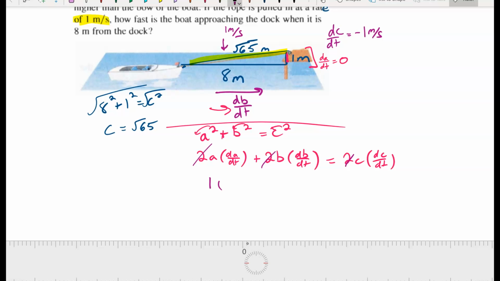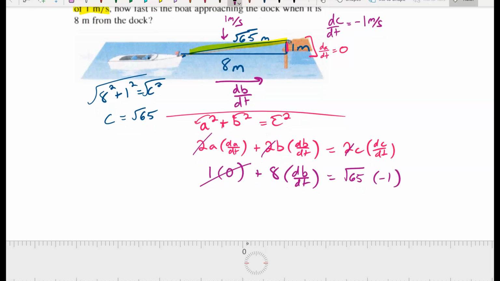So my a value is 1, and the rate of change there is 0, again because that vertical slice is constant. I'm looking when the boat is 8 meters away from the dock, and that rate of change is exactly what I'm looking for. My hypotenuse is currently radical 65, and that's changing at 1 meter per second, but it's decreasing, so I need to recognize that that's a negative rate.